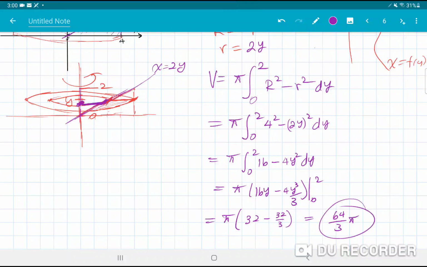I may have made a mistake in the calculation here. I'll send you the correction on the email, but I think this is the correct answer. All right.